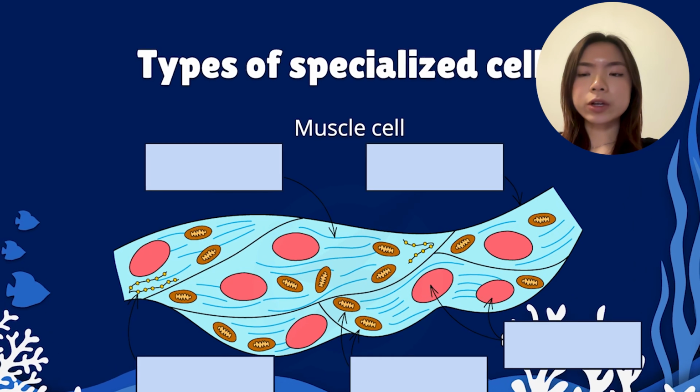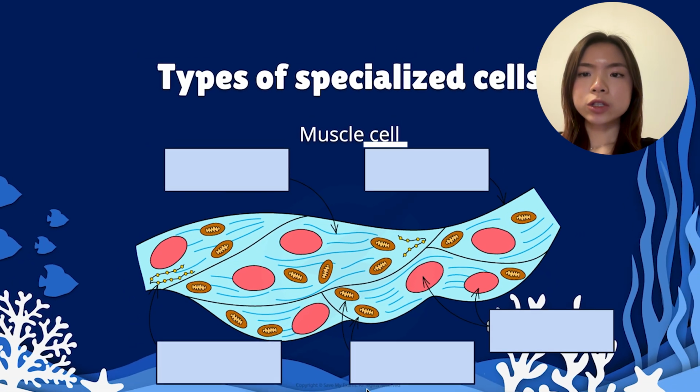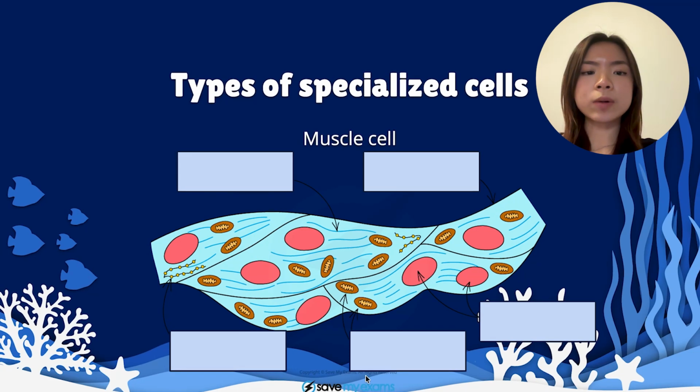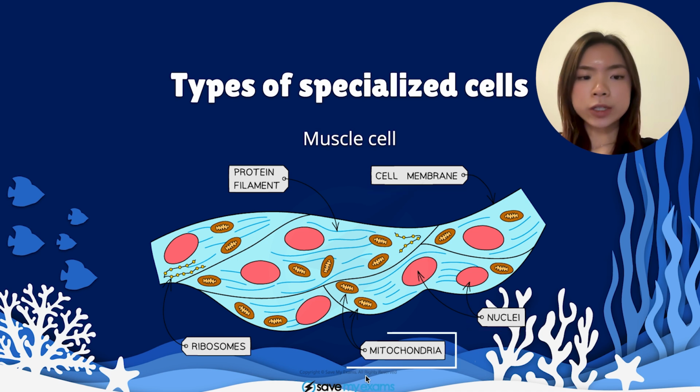So the next cell we're going to be talking about is the muscle cell. And again, I've covered up the labels, so try to take a guess as to what label points to what. So from the top left, going clockwise, we've got the protein filaments, which are the long lines. Then we've got the cell membrane, and then the nuclei, the mitochondria, and the ribosomes. So let's think about how muscle cells are adapted to their functions.